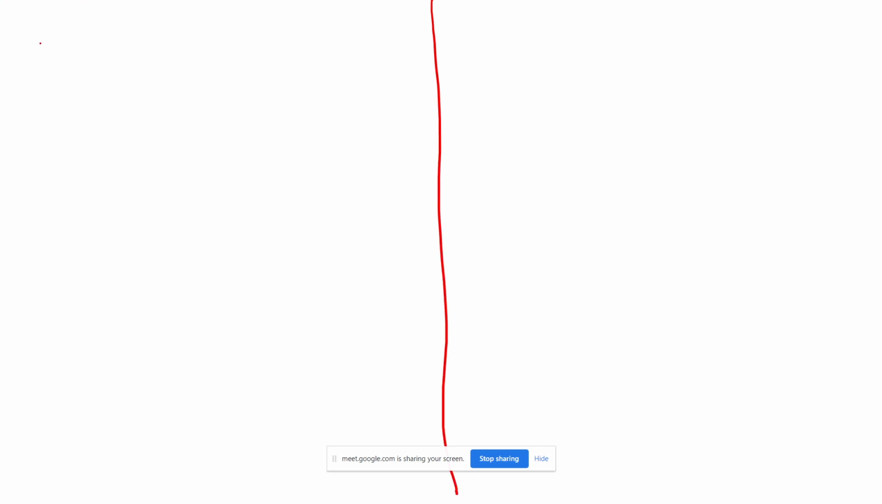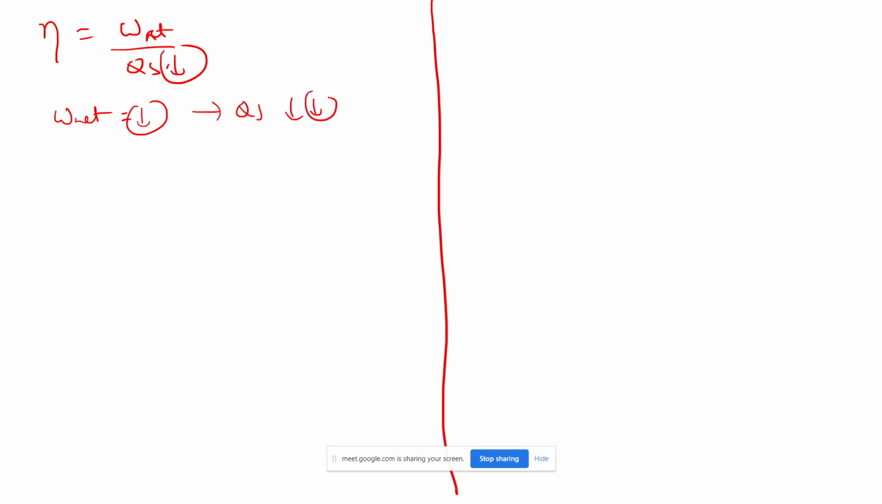So efficiency is given by net work upon heat supplied. Okay, so heat supplied is decreasing, but you are saying that net work will also decrease, right? Actually net work will decrease, but the corresponding decrease in heat supplied is much larger compared to the decrease in net work output. That's why our efficiency is improving.